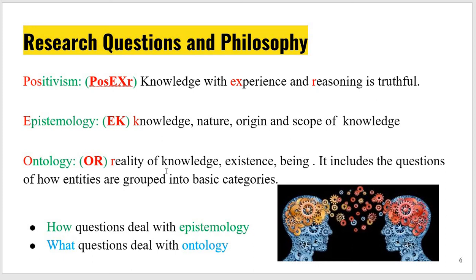Ontology is reality of knowledge. I have written the word OR. O is referring to ontology. R is referring to reality of knowledge, existence, being. It includes the questions of how entities are grouped into basic categories, how we classify things like vertebrates or invertebrates.